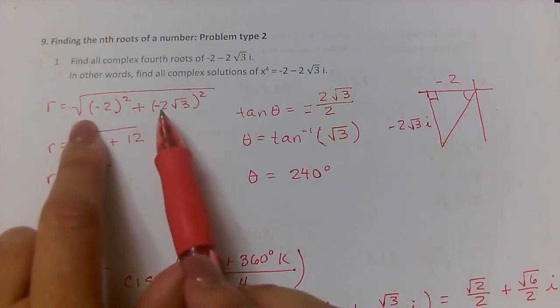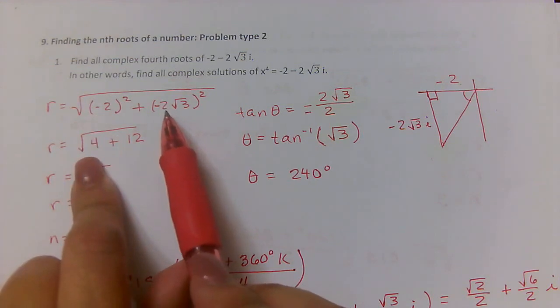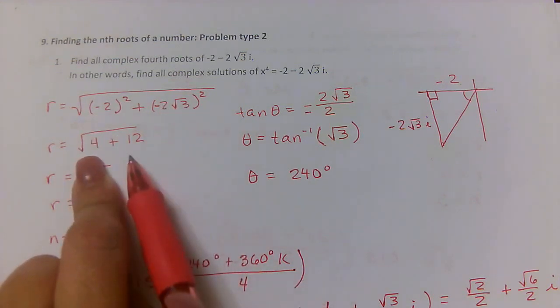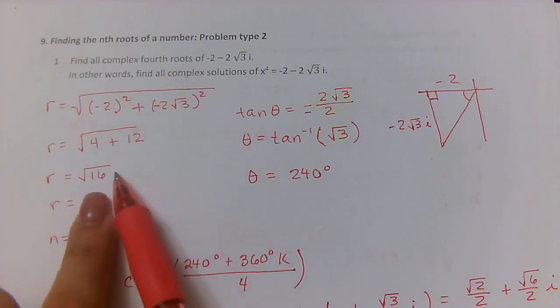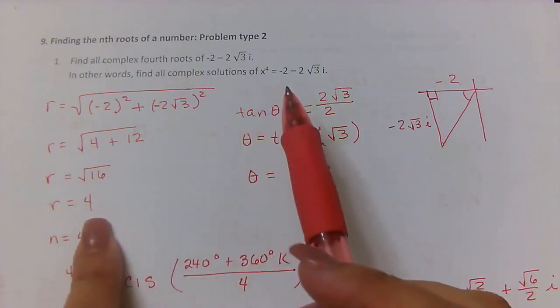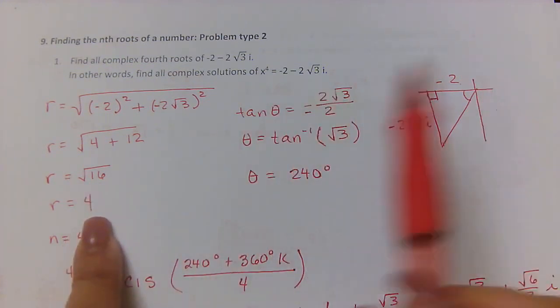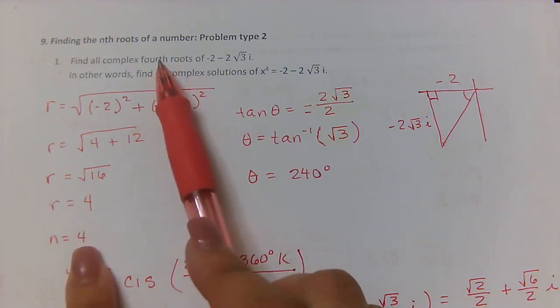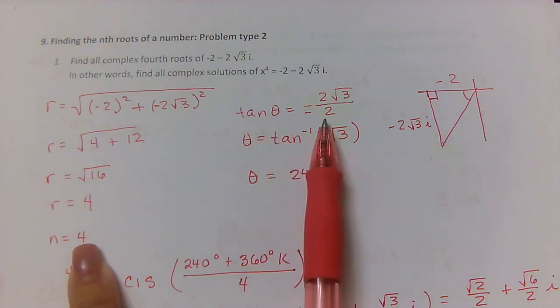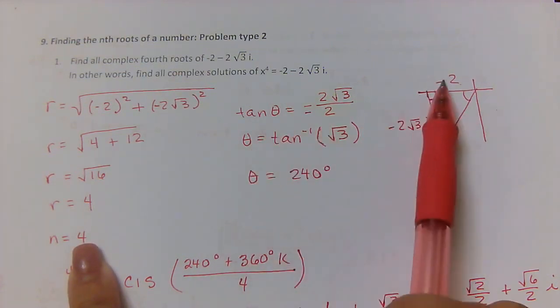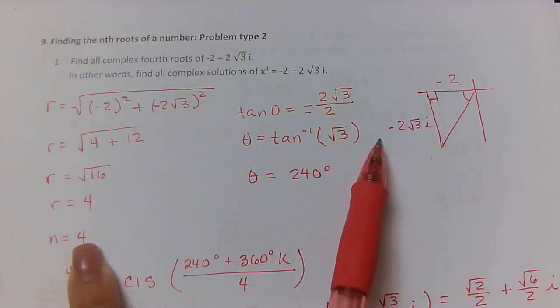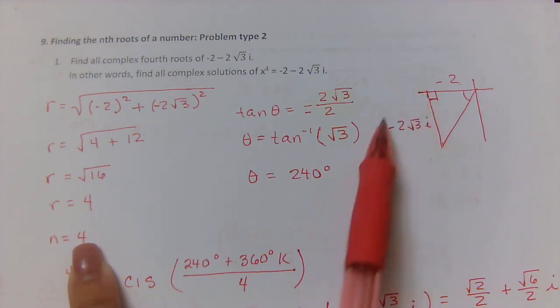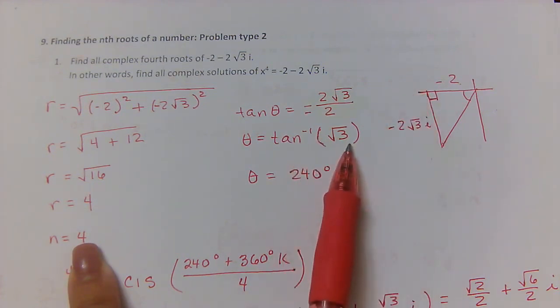Okay. So when I take that and I square it, I get 4. When I take this and I square it, I get 12. Add those together, you get 16, and then the square root of 16 is 4. Okay. n is going to be whatever root you're looking for. In this case, n will be 4. And then I can also find tangent. Tangent is opposite over adjacent, so the 2's will cancel out, and so will the negatives, and you're left with the square root of 3.